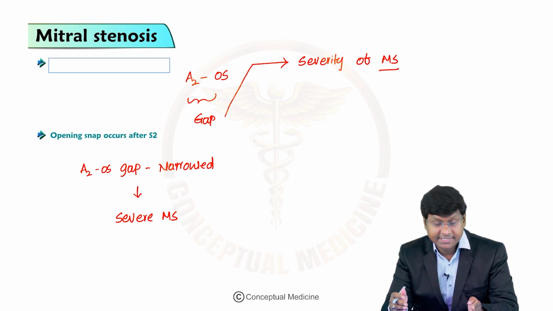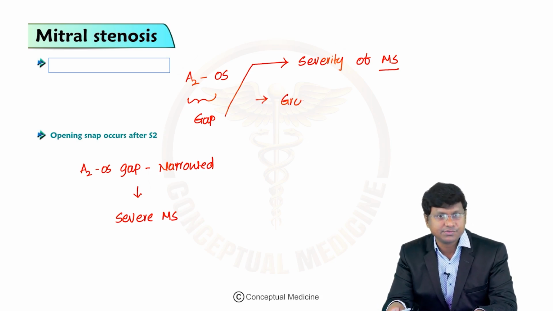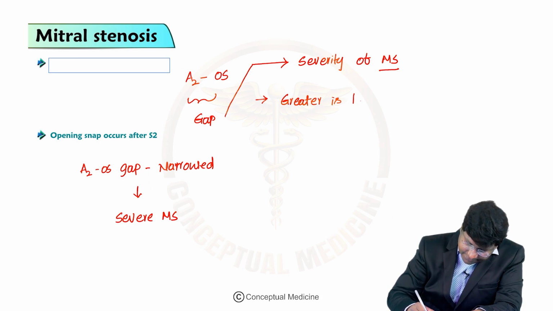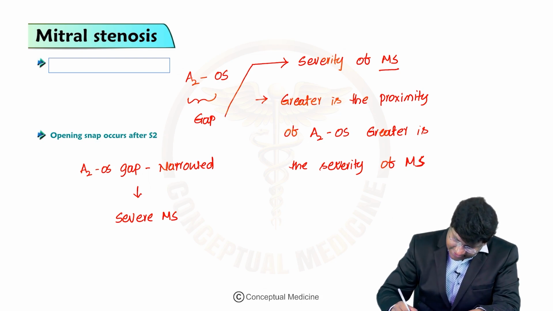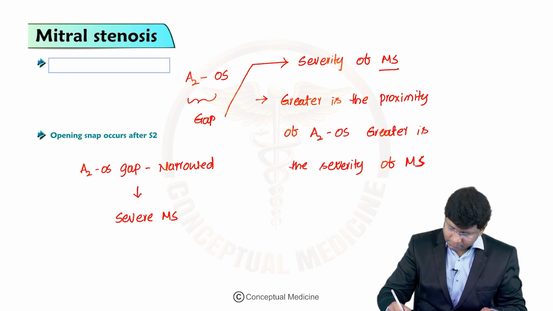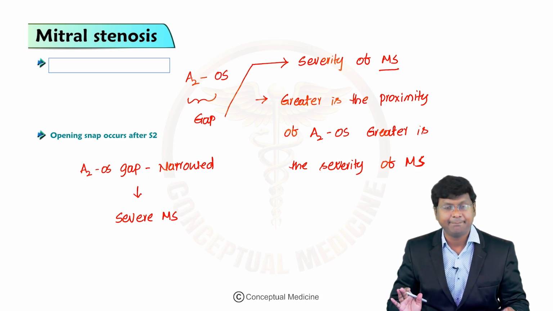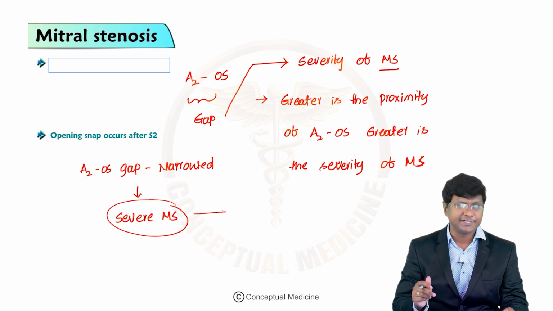So, the point is that the greater the proximity between the opening snap and S2, the greater is the severity of mitral stenosis. Okay, so that is about your A2 OS gap and its importance in the assessment of severity. I can explain it to you.